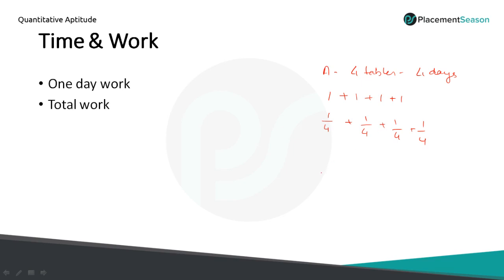Similarly, assume one more example. Same person A can paint 4 tables in 2 days. Assume he is more efficient and he can paint only in 2 days. It means first day he will complete the 2 tables. Second day he will complete the remaining 2 tables. So it means he will complete half of the work on first day. Second day he will complete the remaining half work.